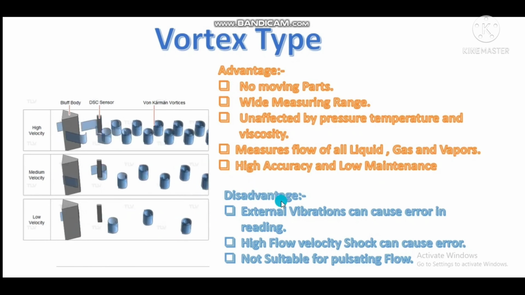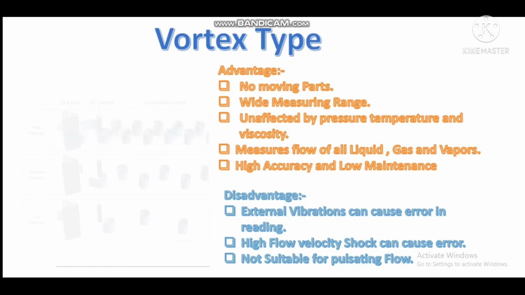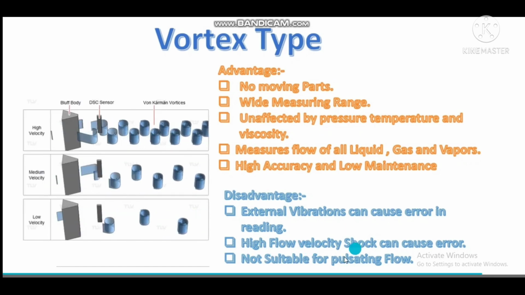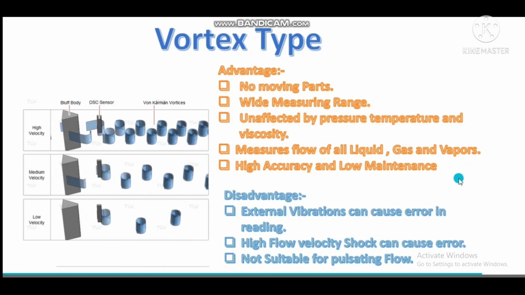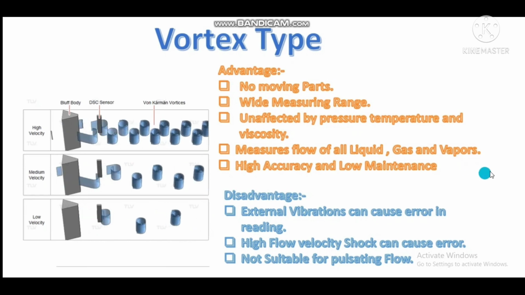So the disadvantage of this is the external vibration can cause error in the reading. In the previous case we have seen that the external vibration causes error in the reading, and now a high flow velocity shock can cause error in the same case, and it is not suitable for pulsating flow. The pulsating flow is not suitable here. So this is the few advantage disadvantage.